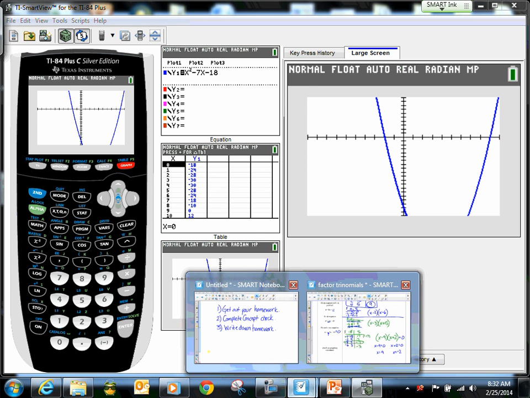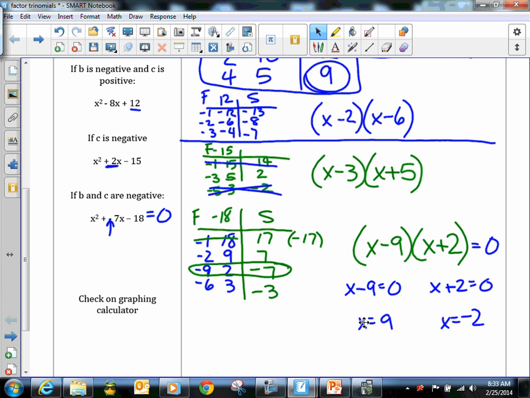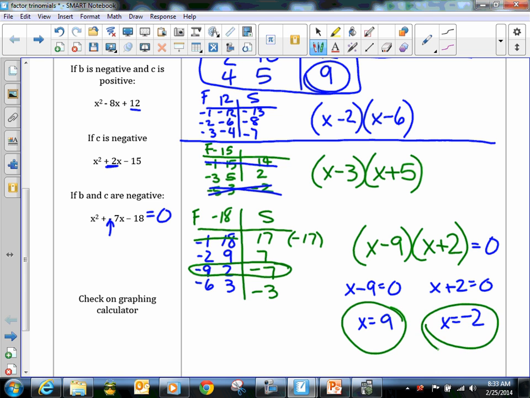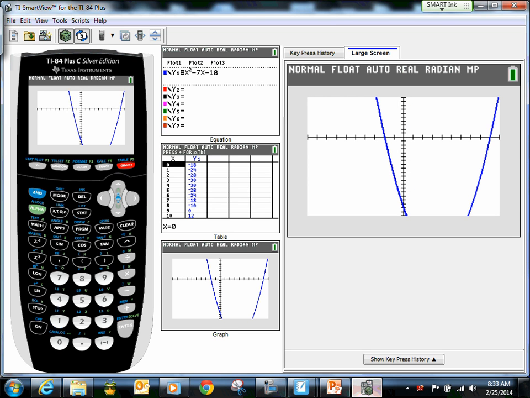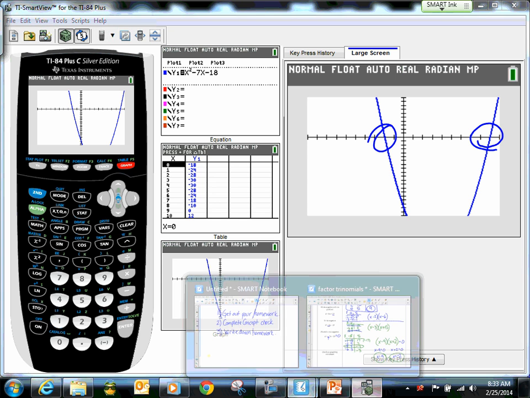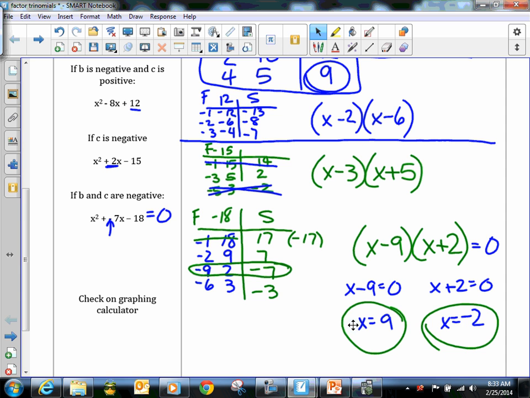Now, look back at what we did in our notes. In our notes, I said my zeros, remember we talked about that, are x equals 9 and x equals negative 2. The zeros of this equation, remember that's our x-intercept, are negative 2, which is right there, and positive 9, which is right there. So you can always check your work by using the graphing calculator. So that's how we do that.